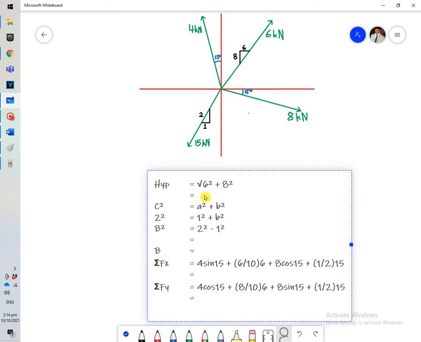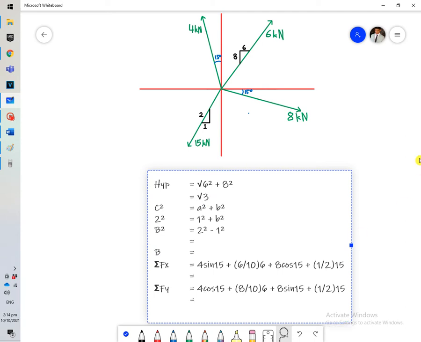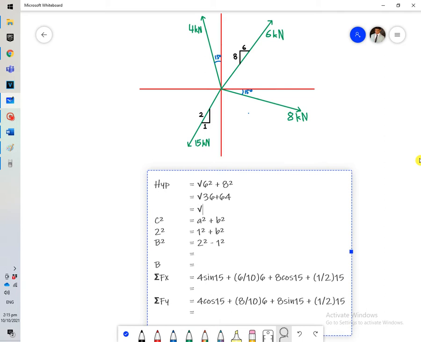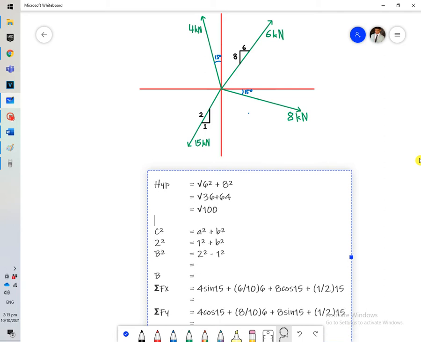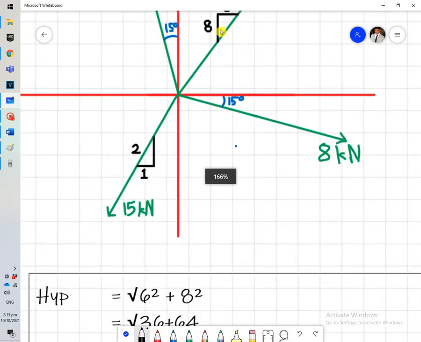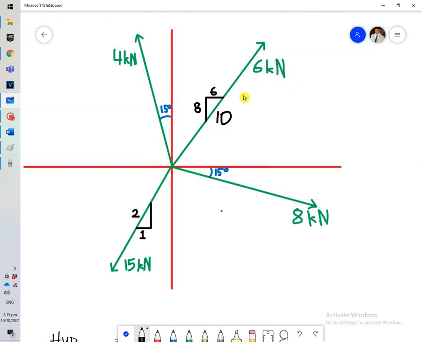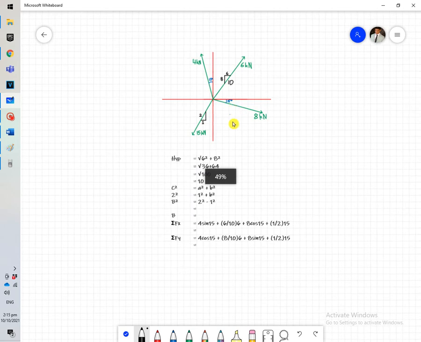So, 6 squared is 36 plus 8 squared is 64. So, 36 plus 64 is 100. So, malalaman natin na ang hypotenuse is 10. So, label na natin yan. Label natin to ng 10. Next.